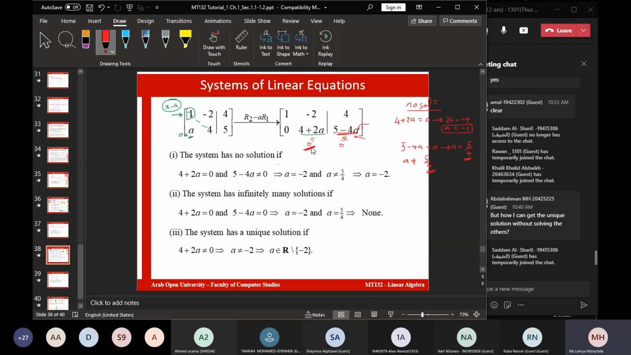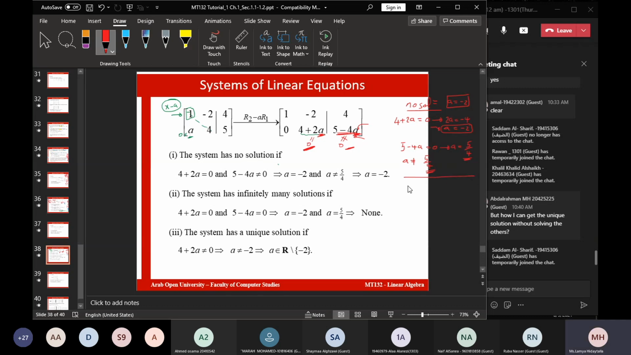There is only one case that makes this 0 and this not 0, which is this one, because this is A. If this were B, it would be okay, but this is A and this is A, no way; the value here must be the same as the one here. So I will have no solution when A is equal to minus 2, I will have no solution.